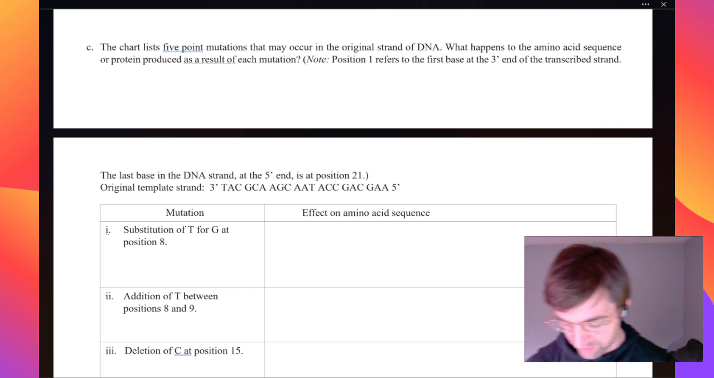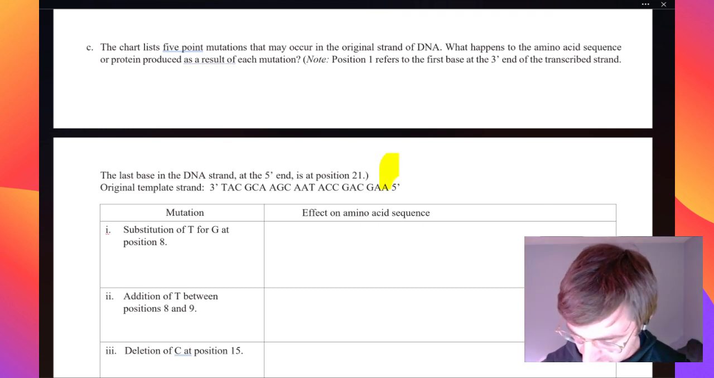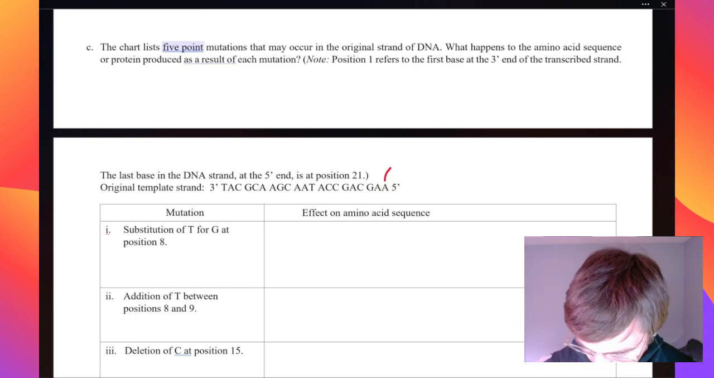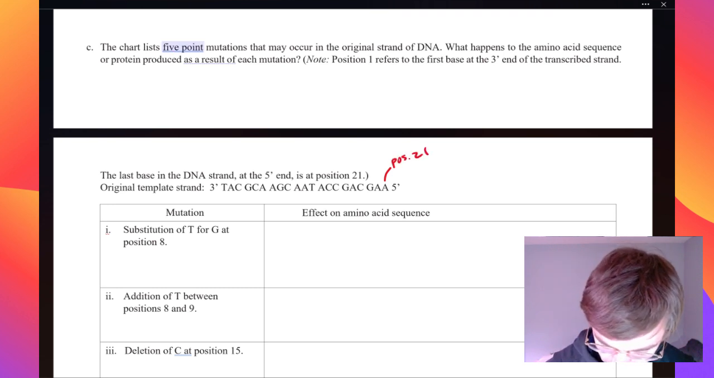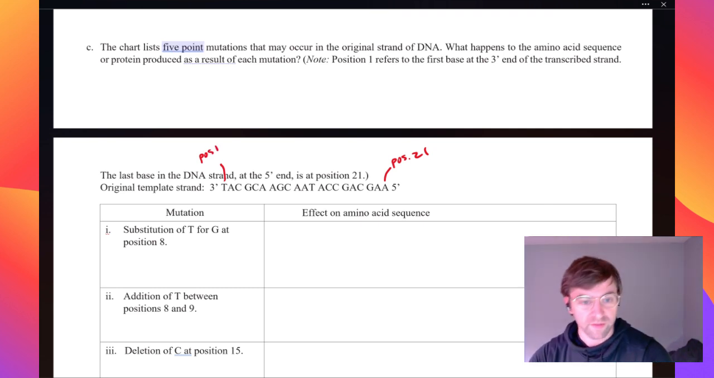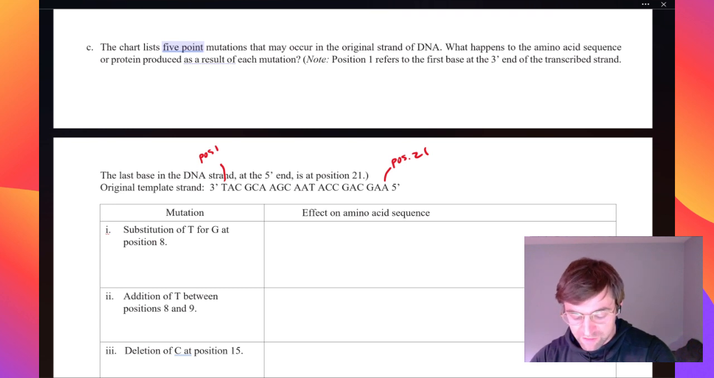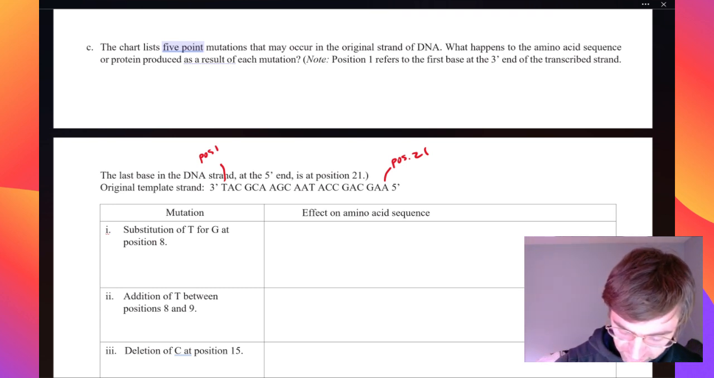So let me draw that here. This adenine is position 21, and over here is position 1. There's our original template strand. So if we have a substitution of T for G at position 8, 1, 2, 3, 4, 5, 6, 7, 8. So instead of G, we had a T.